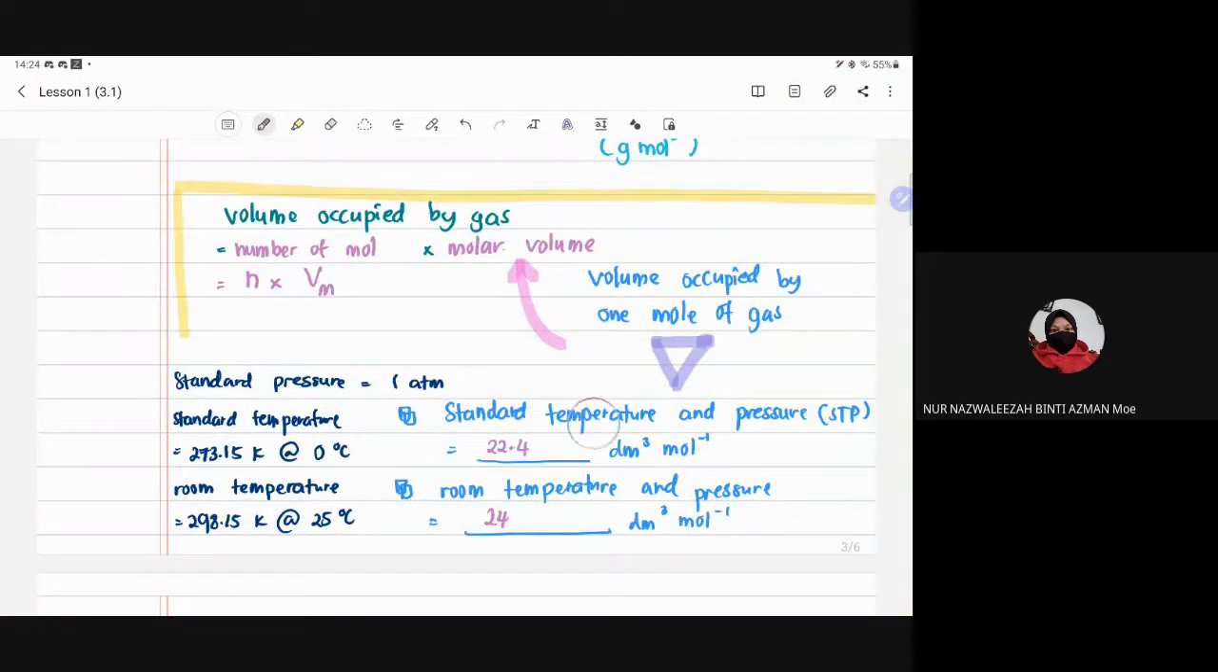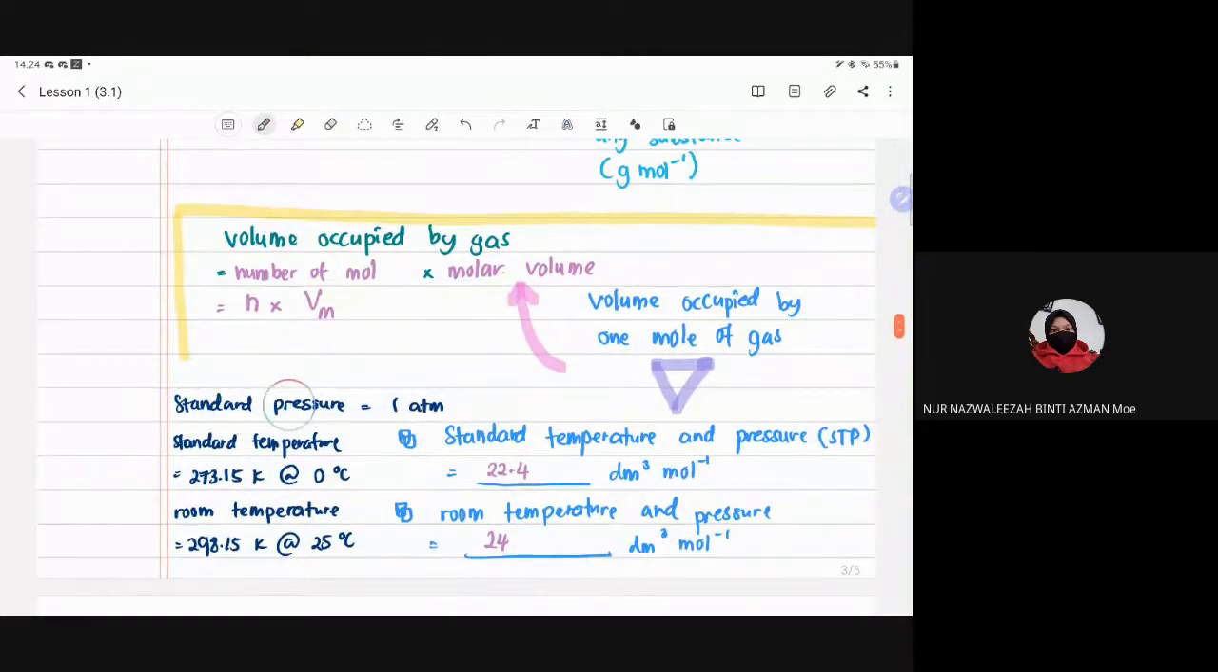So what is the standard temperature and pressure and what is room temperature and pressure? So standard pressure dia adalah 1 atm, 1 atmospheric pressure. And then standard temperature is 273.15 Kelvin or 0 degrees Celsius. And room temperature is 298.15 Kelvin or 25 degrees Celsius.